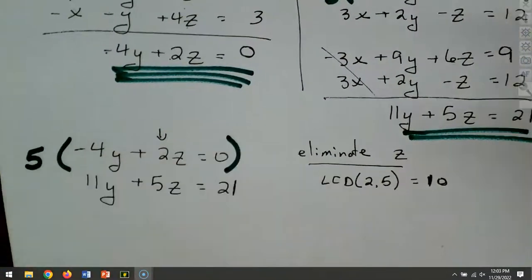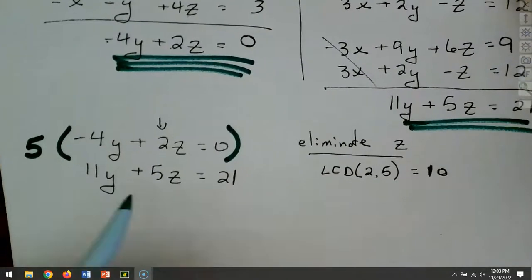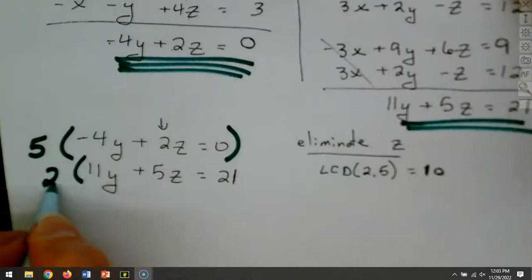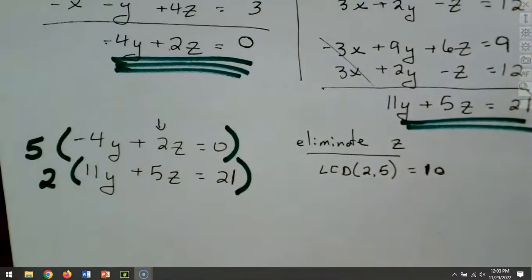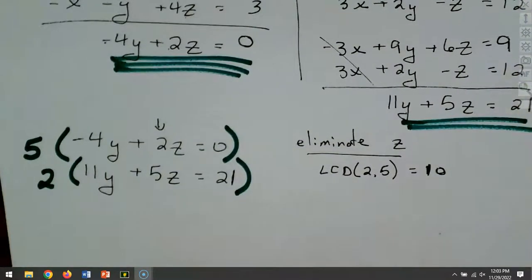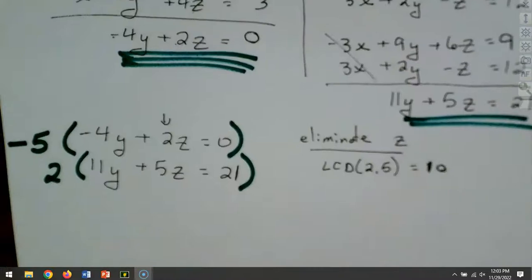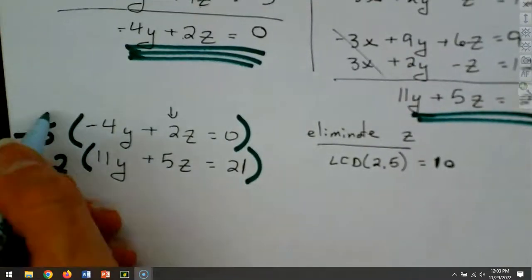And what do I need to multiply the second equation by? 2. Now I have to be careful because I can't just use 5 and 2 because they would be the same and they would add together. I need to make sure that one of those z's is a positive 10 and one of those z's is a negative 10. Now, it doesn't matter which one, so I'm going to make the top one negative. But it's irrelevant as to which one you choose.